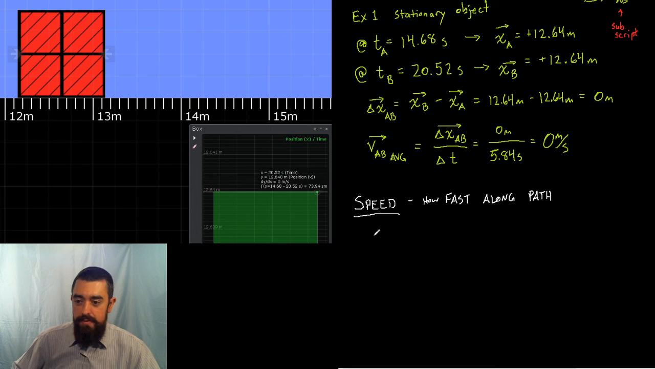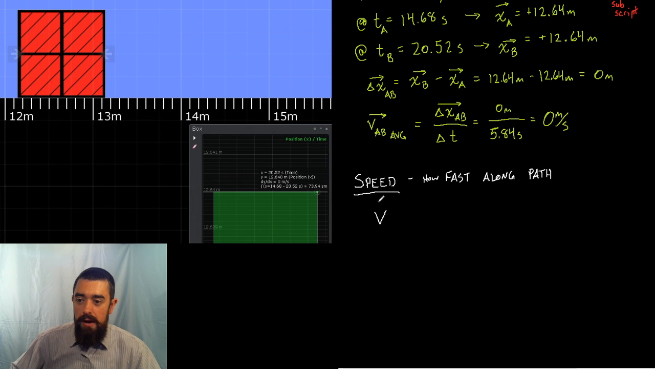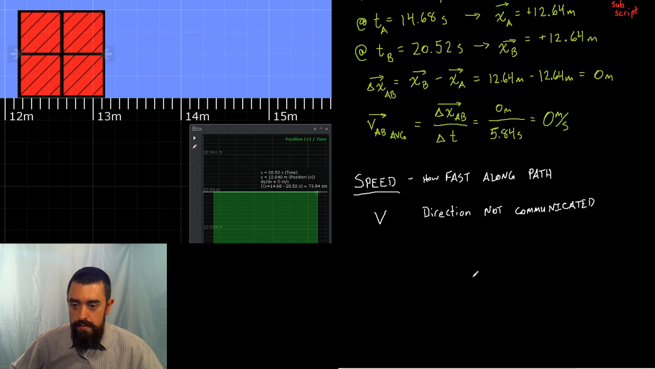So what is speed? Well, the symbol we use is v, just like velocity. So velocity and speed are very similar, but there's no arrow over top for speed. So the direction is not communicated. Direction of travel not communicated. Since the direction is not communicated, this is a scalar quantity, which means we put no arrow over top of it.